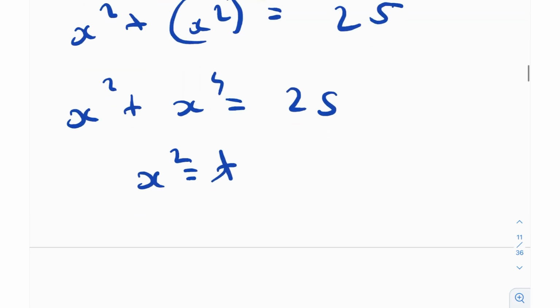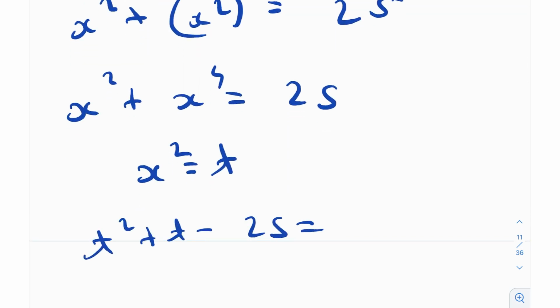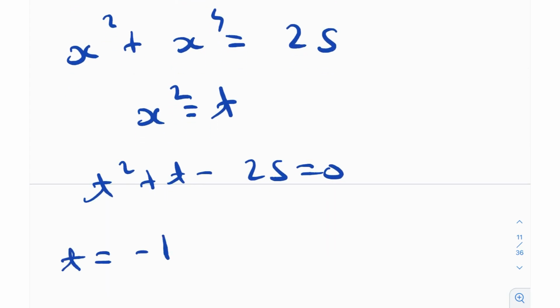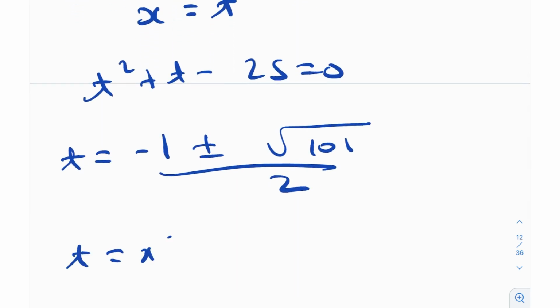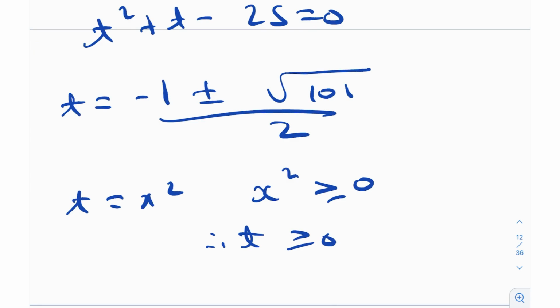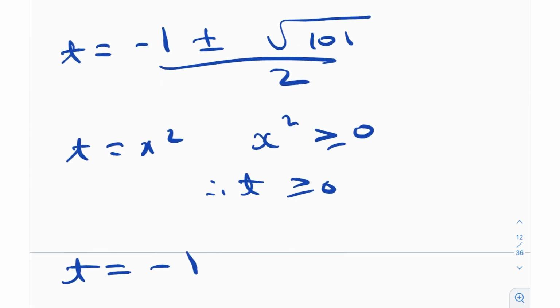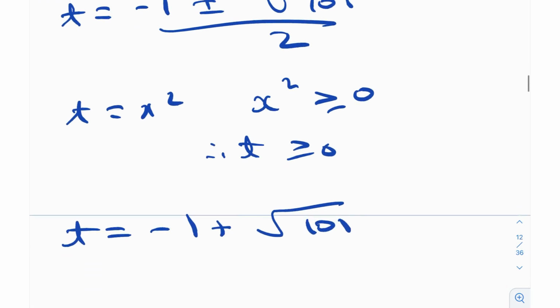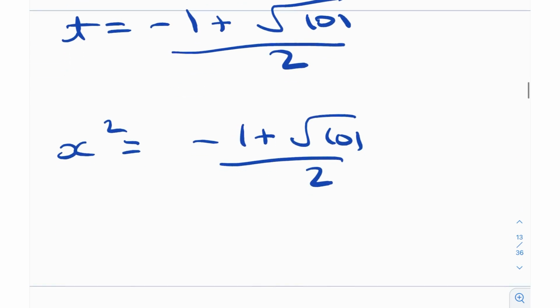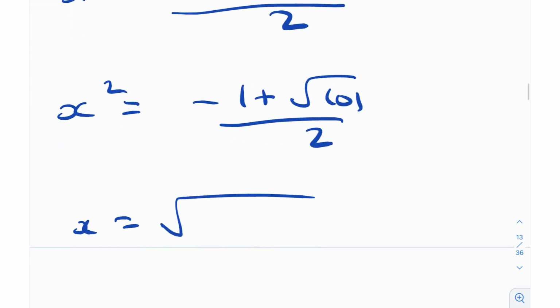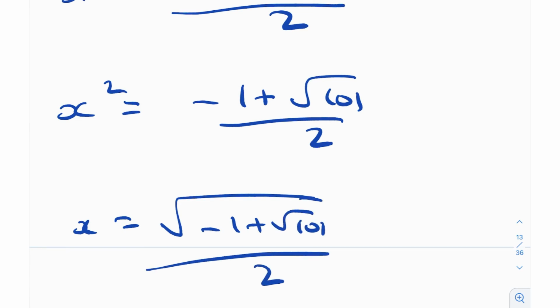This can be very easily solved. Just take x squared is equal to t. So this becomes t squared plus t minus 25 is equal to 0. And then we just use the quadratic formula. So t is (minus 1 plus or minus the square root of 101) by 2. But we know that t is equal to x squared, and x squared is always greater than or equal to 0, and therefore t must also be greater than or equal to 0. So we just ignore the negative. So t then just becomes (negative 1 plus the square root of 101) by 2. Since t is x squared, in other words, x simply becomes the square root of (negative 1 plus root 101) over root 2. I should probably include that inside.